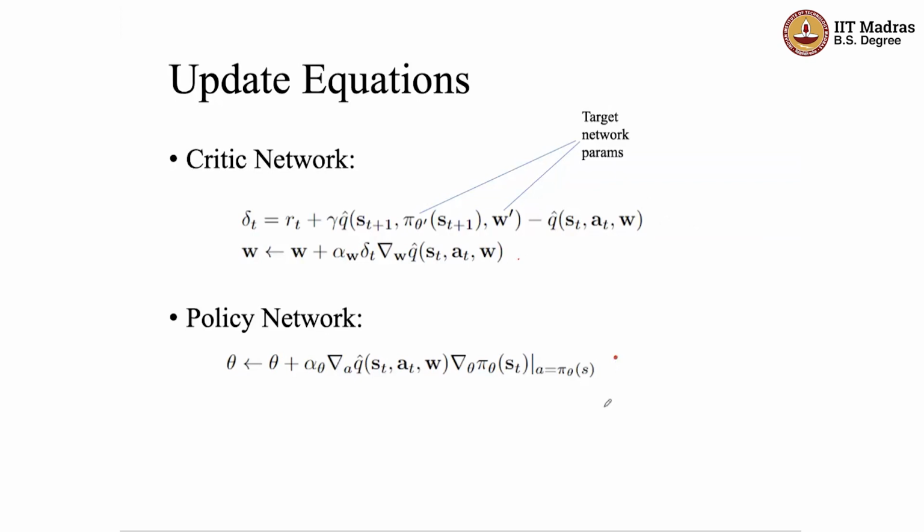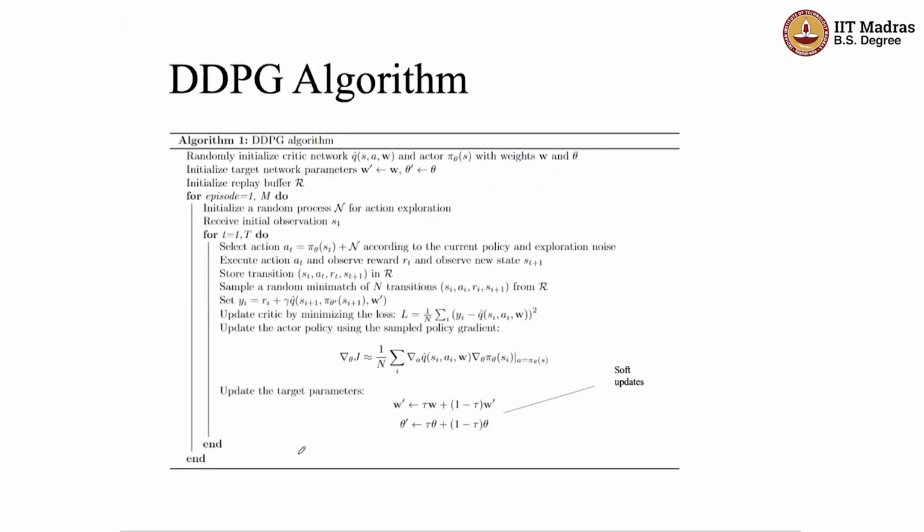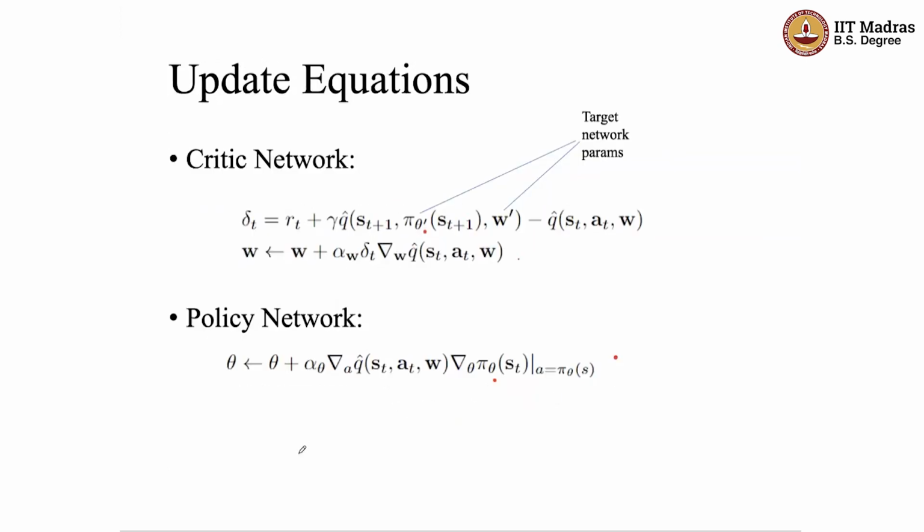And the policy network is updated by taking the gradient of pi theta s_t, which is the current estimate. So this is the current network. Well, this was the target network. This is the current network. And then the gradient of the Q network with respect to the action. That's basically it for DDPG.